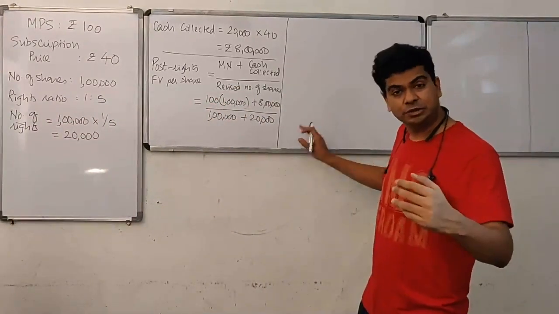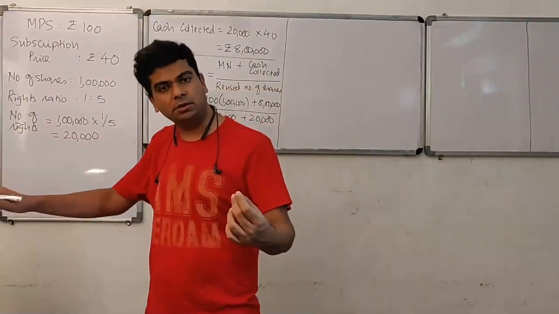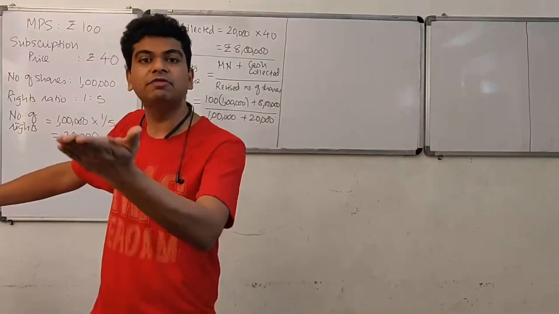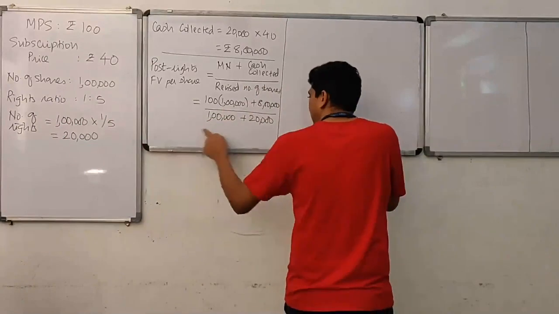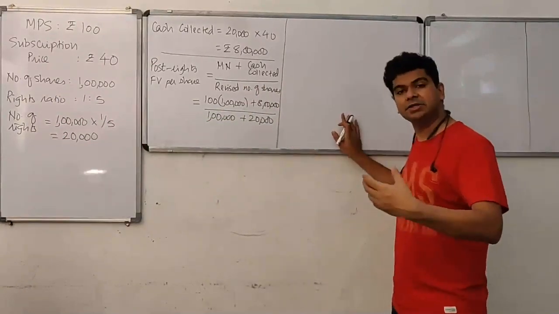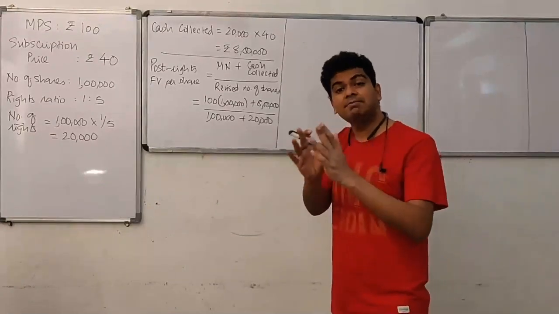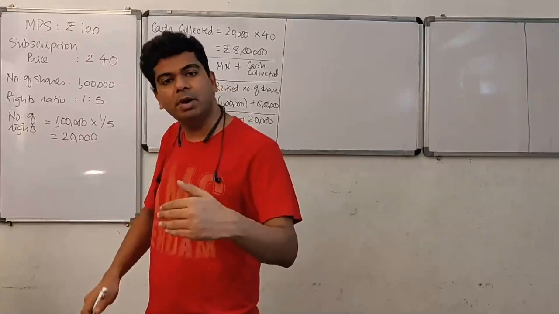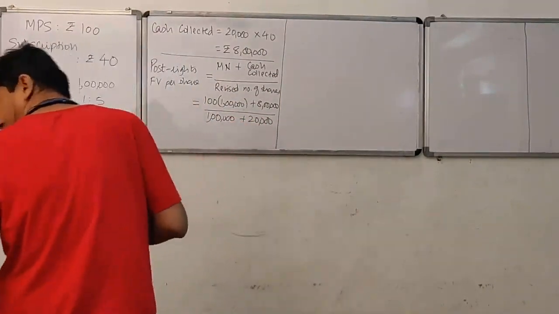Now it is very natural that the value of the company will increase by the cash that you have collected. After all, the cash collected is an asset. So by that amount, the value of the company will increase, and that's the reason I am adding the cash collected. And this I am dividing by the revised number of shares, because I want to know the value of the company not on a total basis, but on a per share basis. So that's the reason I will solve this particular equation.